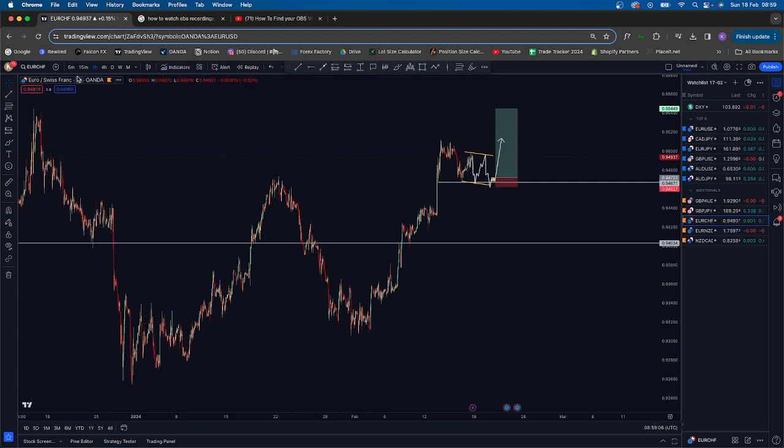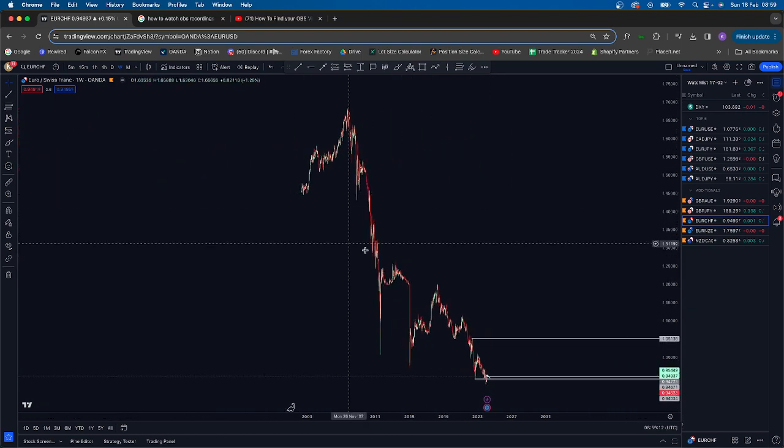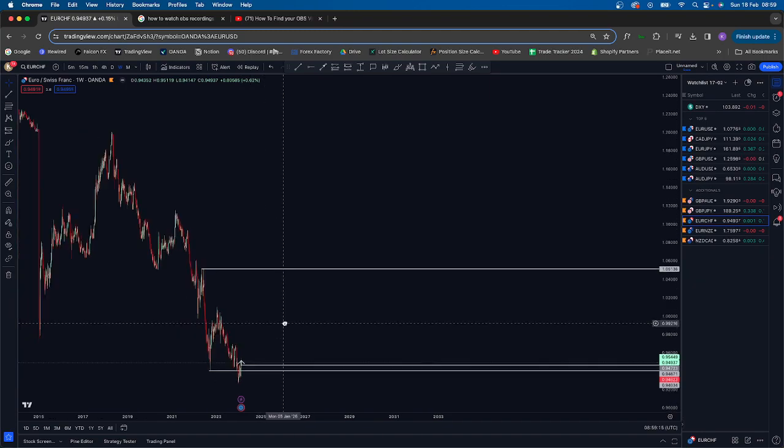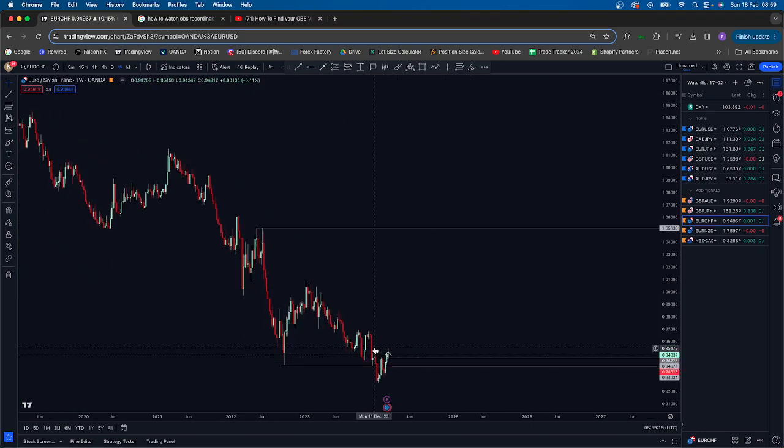Euro Swiss. Okay, so in Euro Swiss here, on the weekly, all-time low. Just zoom in here, all-time low.